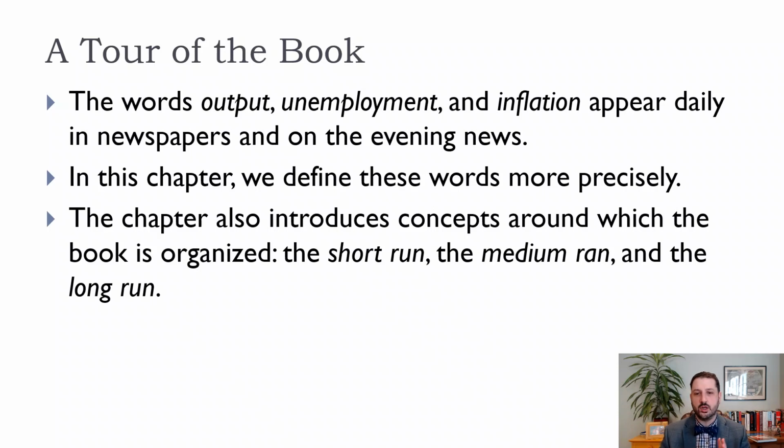And then we'll end with a discussion of how the first 13 chapters of the book are organized. The first part is about the short run, which is really about business cycles. The second part is about the medium run, which is how we get back from recessions to a more long run growth path. And then the third is the long run, which is really about economic growth.